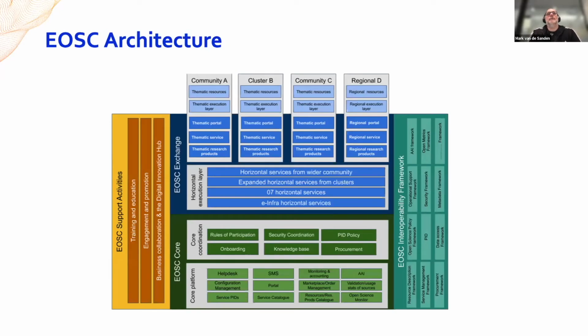This is a diagram of the EOSC architecture. This is a high-level diagram. There you see the different components: the EOSC Core, the EOSC Exchange, the interoperability framework, but also supporting activities so that we have engagement towards the user communities.